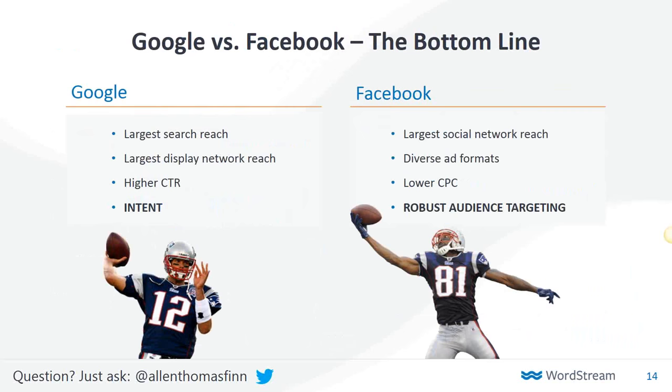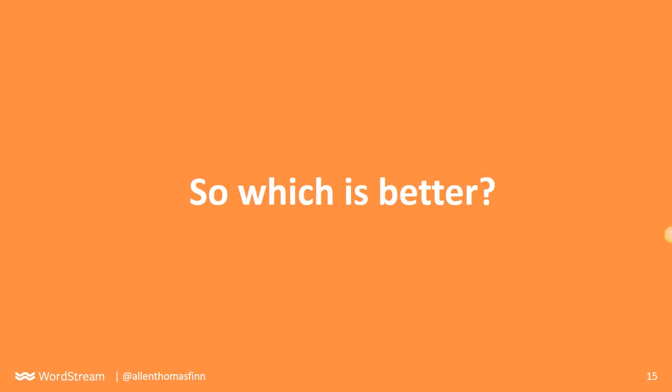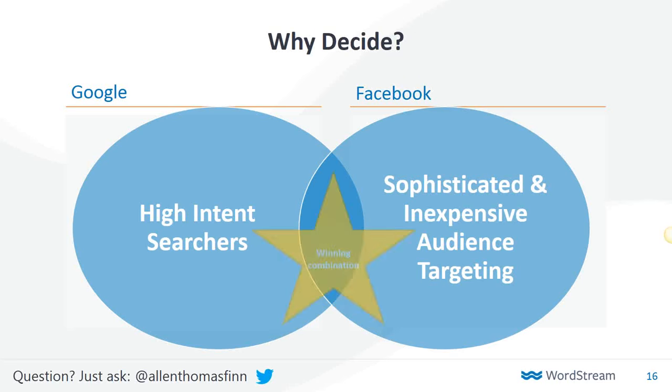So, as you can see here, and as I mentioned earlier, big New England sports fan, I would look at Google as Tom Brady, and I would look at Facebook as Randy Moss. Both equally talented, equally heralded, but they play different positions and should be viewed as such. So which is better? Kind of a silly question.